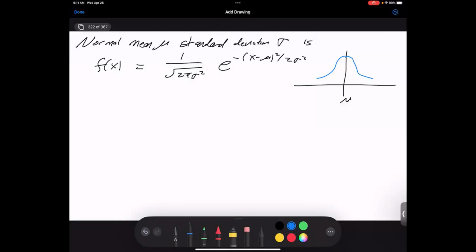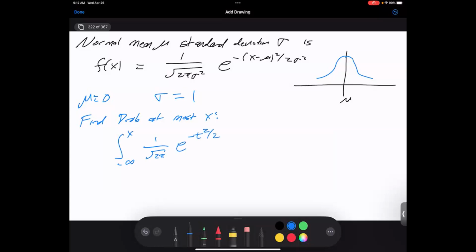To make life simple, what do you want to choose for mu and what do you want to choose for sigma? Just to make life simple. 0 and 1. So let's try to do a special case. Let's try to find the probability that we're at most x. So we want the integral from minus infinity to x of 1 over square root of 2 pi, e to the negative t squared over 2 dt. So we want to calculate this.